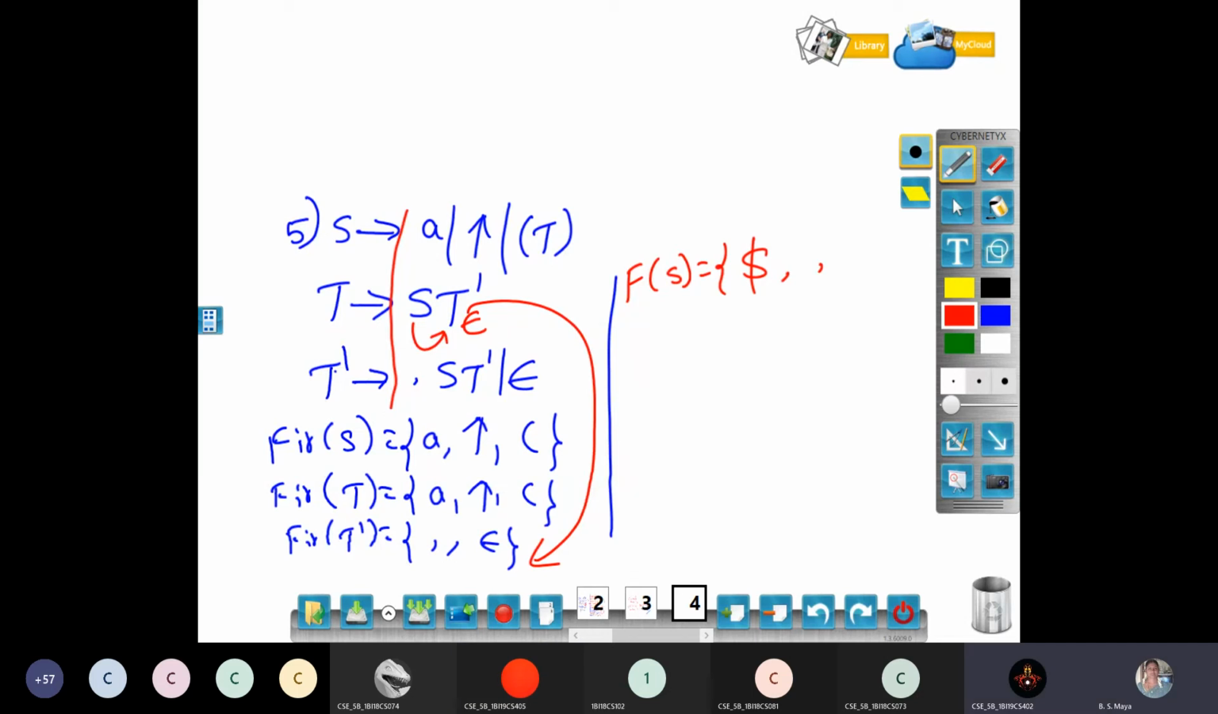I have to copy follow of T dash, but still I have not found out follow of T dash, right? Yes, ma'am. First I have to find out what is the follow of T. What is your follow of T now? Because I am not closing the first of S. What is the follow of T now? Close parenthesis.